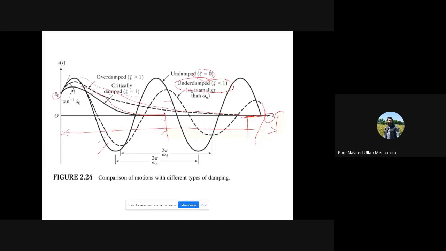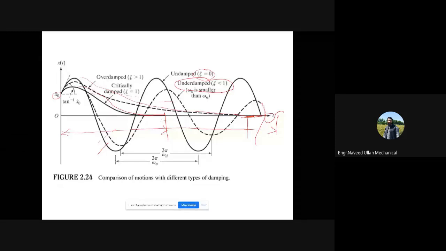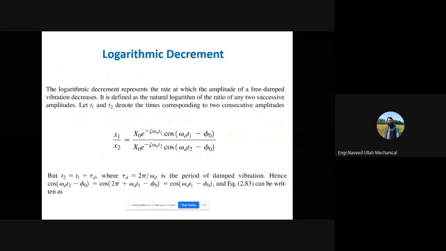This was about the damped free vibration of translation. So I think this is enough for today. सिग्नल का मसला भी है. इंशाल्लाह we will discuss logarithmic decrement in the next class. Okay जी, thank you. Thank you so much.